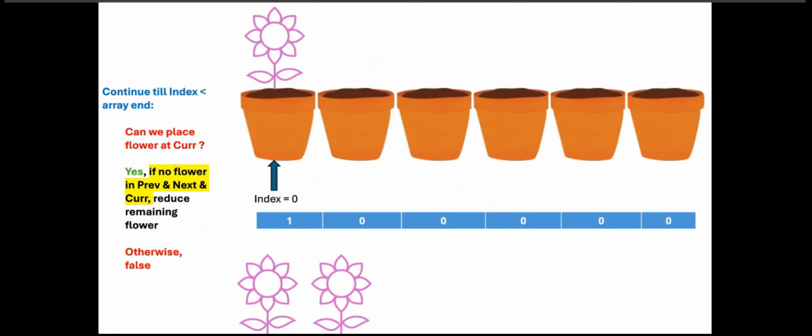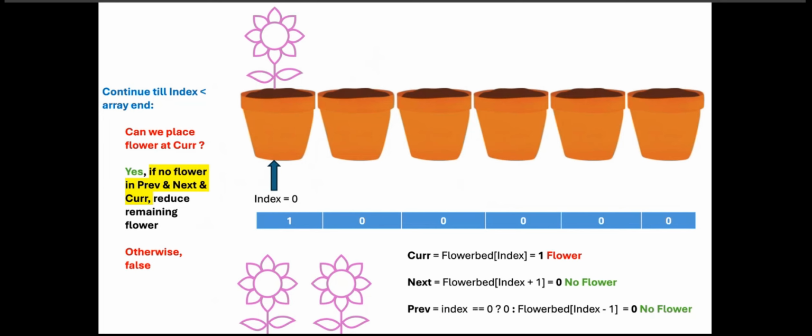So let's start. We need to start from index 0 and continue till the index reaches the end of the plot. And we need to ask, can we place a flower at the current? What is current? Current means the value in the flower bed at that index, which is 1. There is a flower there. Next means the next plot, no flower. Previous means, because there is no plot previously, we can say no flower.